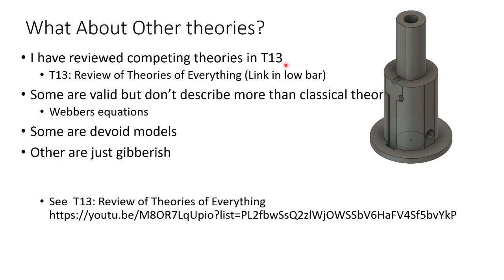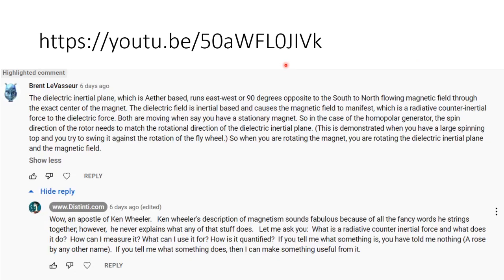Most of the other theories out there are already just rehashes of classical theory. Most of the competing theories are completely devoid of models. In other words, I need models, and we'll talk about that in a second. And the remainder of all the other contenders are just plain gibberish. Like for example, I get a lot of comments from people about Ken Wheeler, and I'll let you read this on your own. This is one of the comments, about 10 days ago at this point, and this is my response. You can read that on your own.